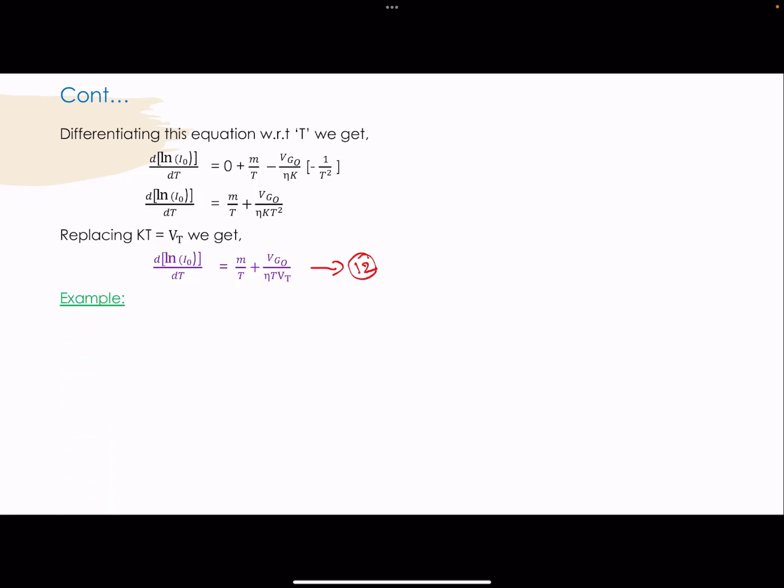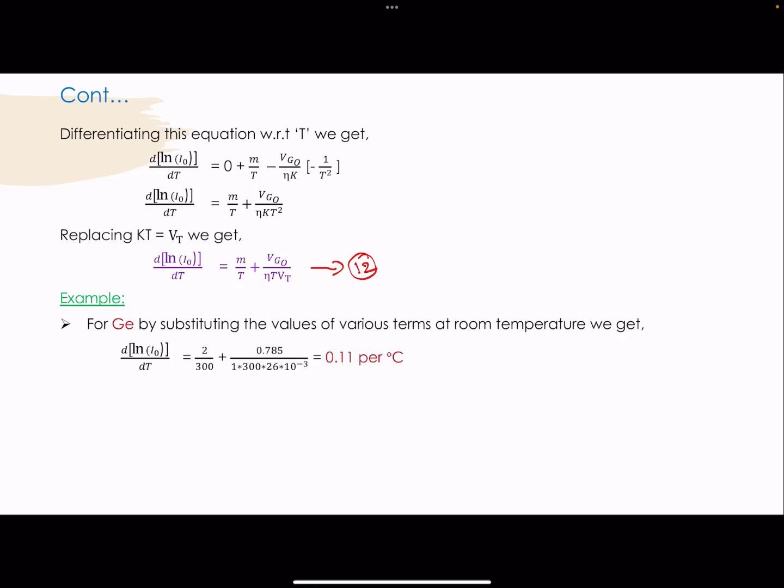Now let us see an example. For germanium, by substituting the values of various terms at room temperature, we get d ln of I0 by dT is equal to 2 by 300 plus 0.785 by 1 into 300 into 26 into 10 to the power of minus 3, which makes the value to be equal to 0.11 per degree centigrade. This indicates that I0 increases by 11% per degree rise in temperature.